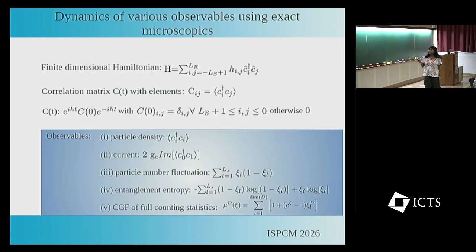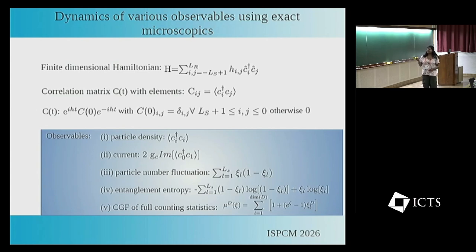Now we have this setup. We want to study the dynamics of various observables in two ways. One is the exact microscopics, that is, exact numerics. For that we need a finite dimensional Hamiltonian. So this is the Hamiltonian. Now we cannot choose the bath to be infinite. We choose a bath with some number of sites, L_R, which is much larger than the system size.